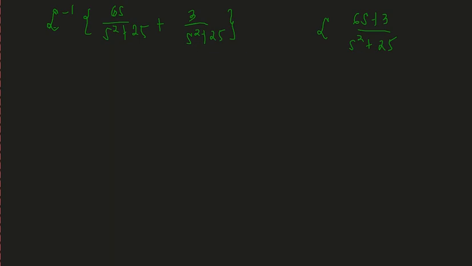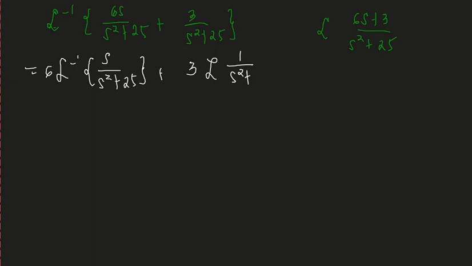So we can distribute. So we will have inverse Laplace transform of, so factor out 6. So this is equal to s all over s squared plus 25. Plus, so factor out the constant. So we will have inverse Laplace transform of 1 all over s squared plus 25.